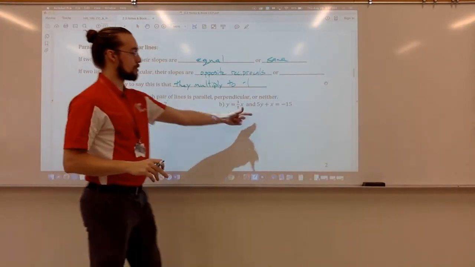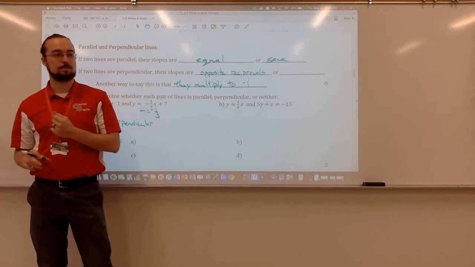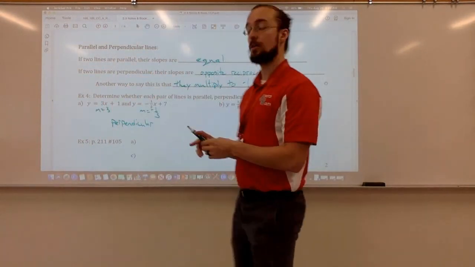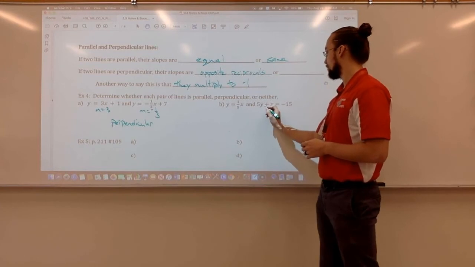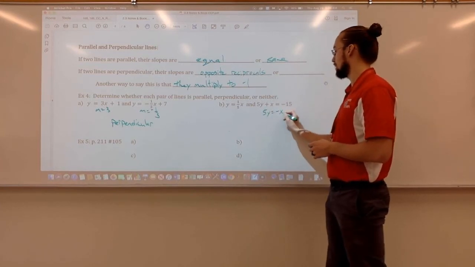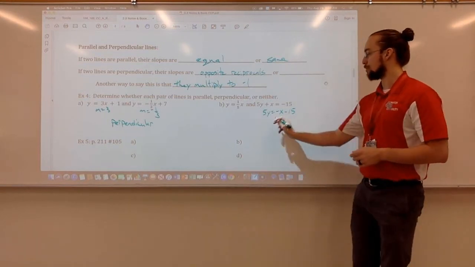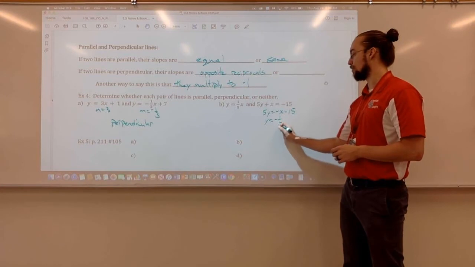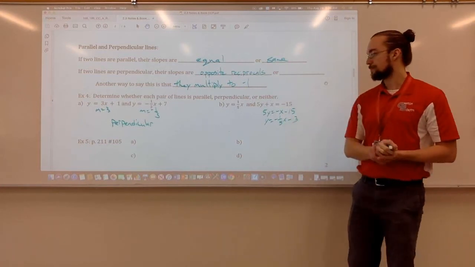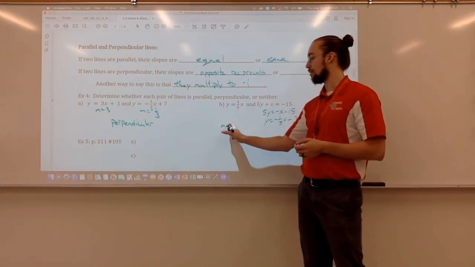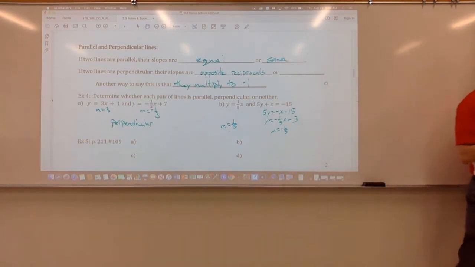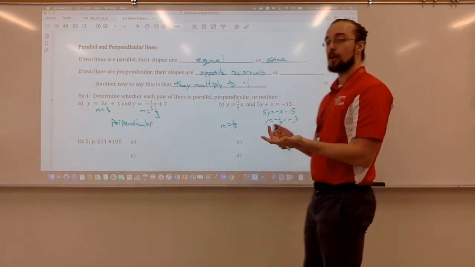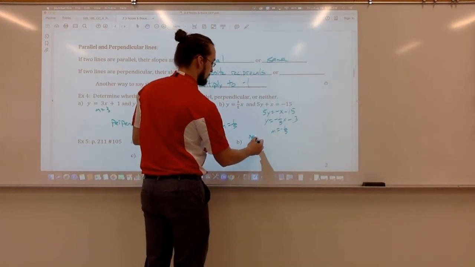All right. So how do I get the slopes for these? Here, I want to get y by itself, to put it in slope-intercept form. I'm going to subtract the x over. So 5y equals -x minus 15, and then divide both sides by 5. So y equals -1/5 x minus 3. So I've got positive 1/5 for this slope and -1/5 for this slope. Are those parallel, perpendicular, or neither? Neither, right? They are opposite, but they are not reciprocals. So this would be neither.